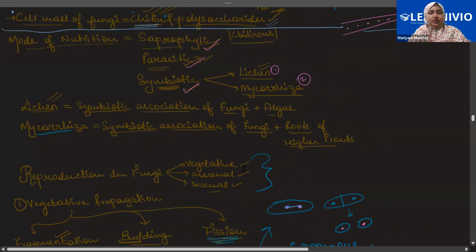So now we'll talk about the mode of nutrition. Now the mode of nutrition in the case of the kingdom fungi is saprophytic, parasitic and also symbiotic. Three types of modes of nutrition. Now if you club these three types, that is saprophytic, parasitic and symbiotic together, which kind of nutrition do fungi have? Altogether this type of nutrition is known as?